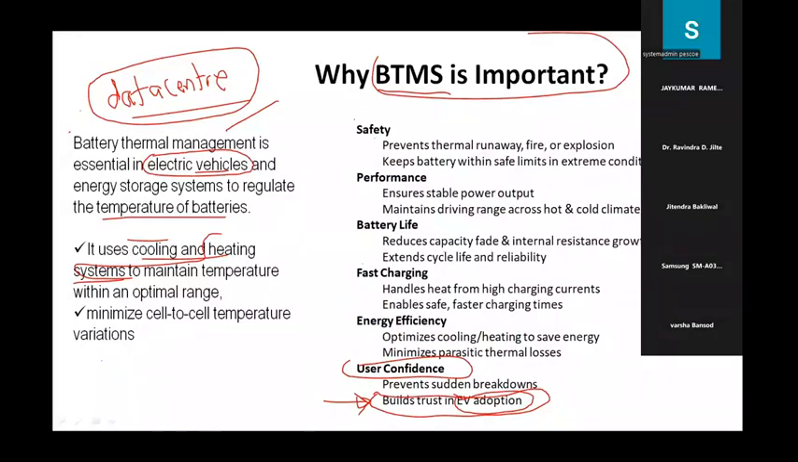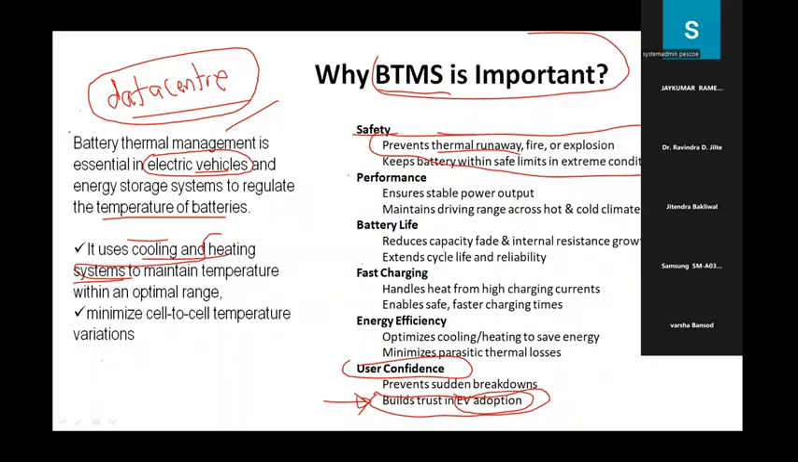For example, safety is there, so it will prevent thermal runaway. Thermal runaway is the situation where one cell or one part of the battery pack catches fire. In a fraction of seconds, it will spread the fire in such a way that it will be impossible to come out of that vehicle. So we will try to avoid this situation, because many instances have been reported where the drivers or the occupants of the car have not got enough time to escape from the car.